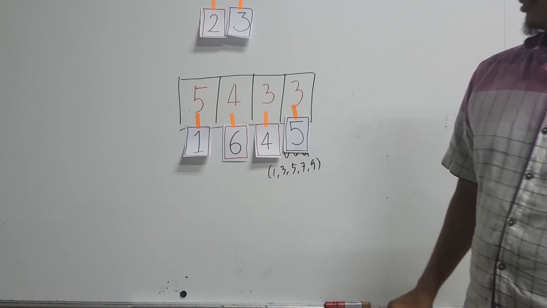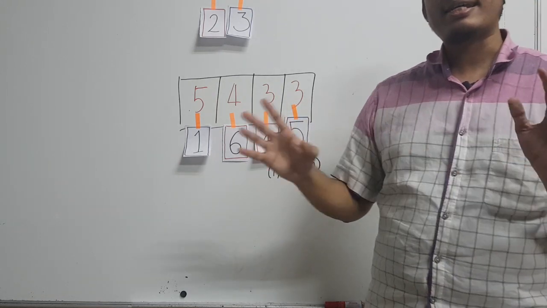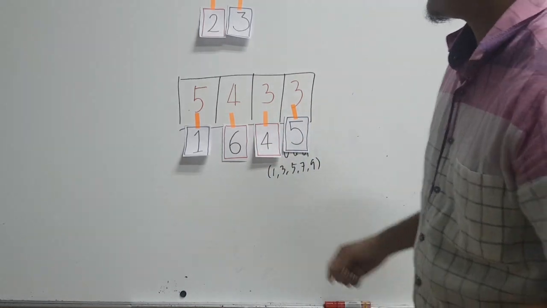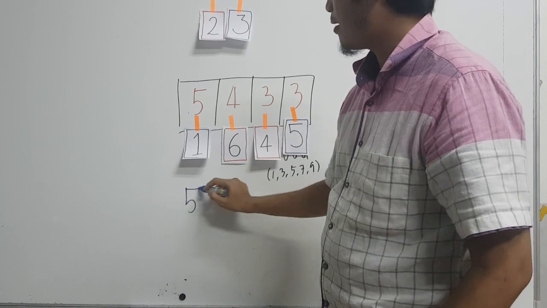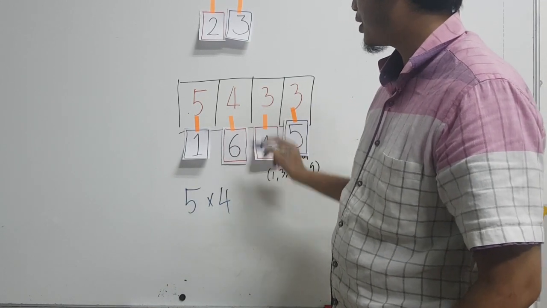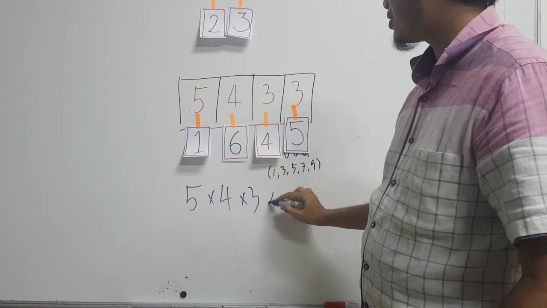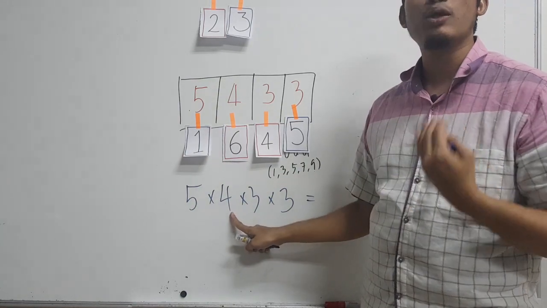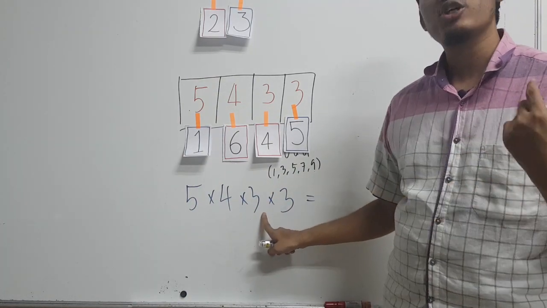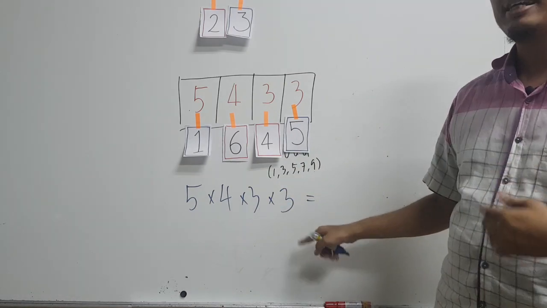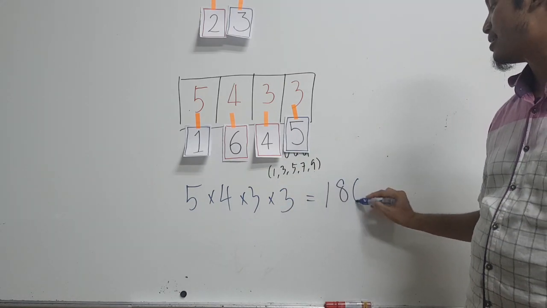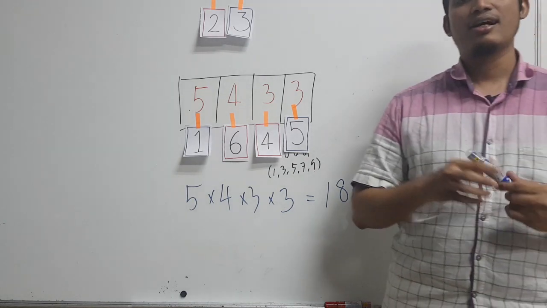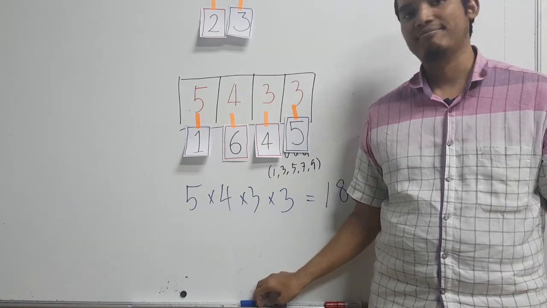So how to calculate the ways? How many ways can we arrange this? So here 5 multiplied by 4 multiplied by 3 multiplied by 3 again. So 5 multiplied by 4 is equal to 20, multiplied by 3 is equal to 60, multiplied by 3 is equal to 180. Okay? Understand? So that's all for today. Thank you.